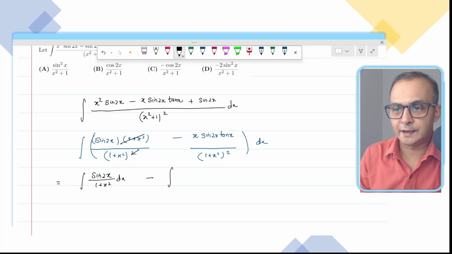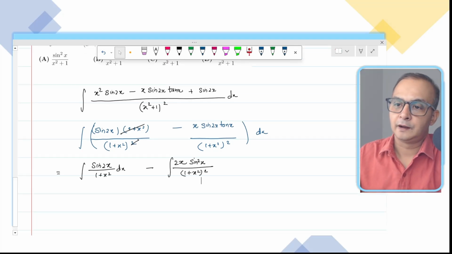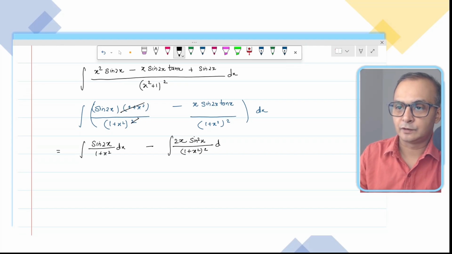And here I'm keeping this thing as it is, and sine 2x into tan x will become sine square x. 2 sine x cos x, so it will become 2 here also. And divided by 1 plus x square, the whole square. Now, a little bit of clarity we get here.